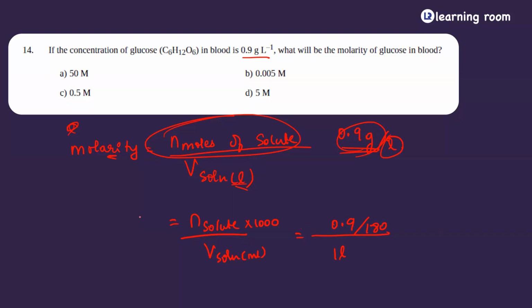Okay, answer 0.9/180. What will be the answer? 0.9 into 2 gives 1.8. 0.9 into 200 gives 180. So it is 1/200. That's it, simple. 1/2 is 0.5, and 1/200 is 0.005 m. So option B is the right answer. Clear? Please note it down.